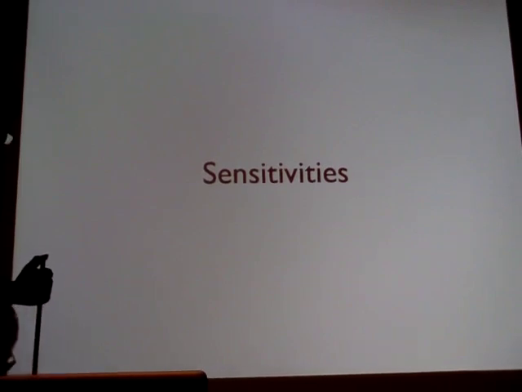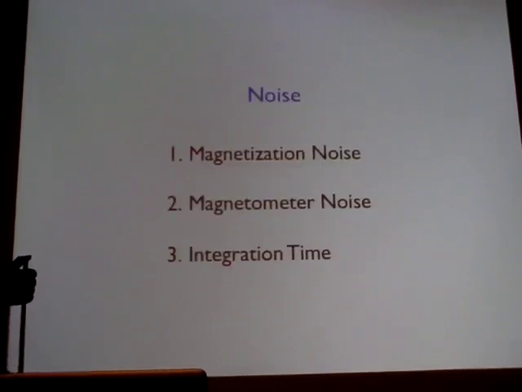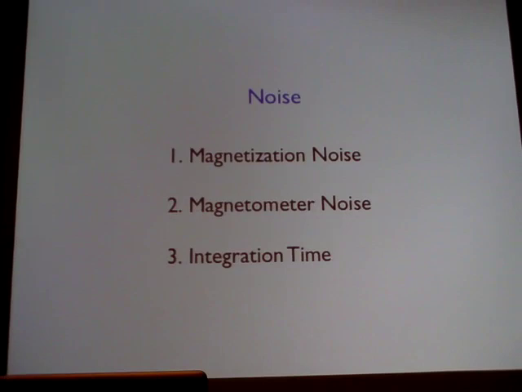Okay, how good are we at measuring these things? So let's talk about noise. That's what determines sensitivities. There are really three kinds of issues here. The first is the magnetization noise of the sample. So I put some sample there, right? Some material. That material itself will have time-varying magnetic fields. That will kind of screw with me.